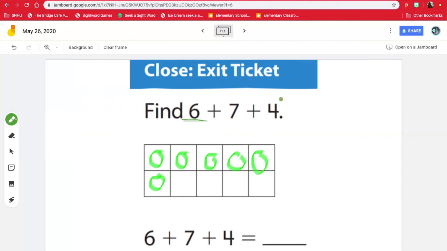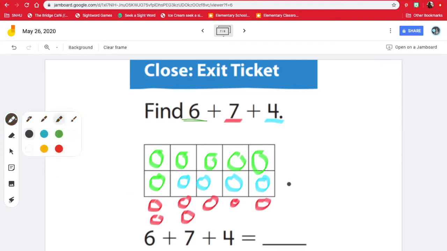7 plus 4. Yes, we do. We need 4 more to fill the 10 frame. I'm going to draw the 4 in blue. 1, 2, 3, 4. And now I need to have 7 outside of the 10 frame because the 10 frame is full. Count with me. 1, 2, 3, 4, 5, 6, 7.